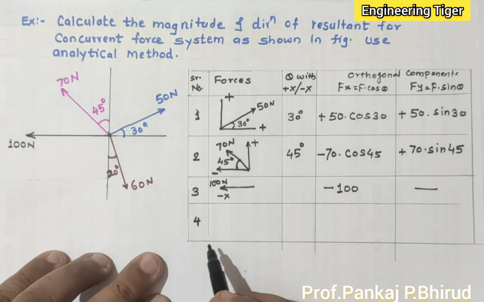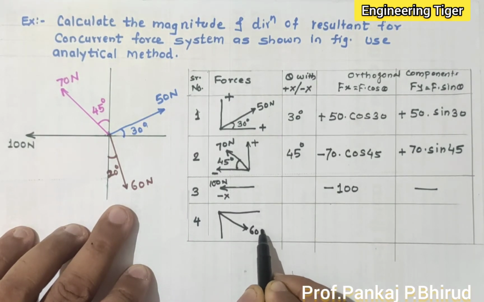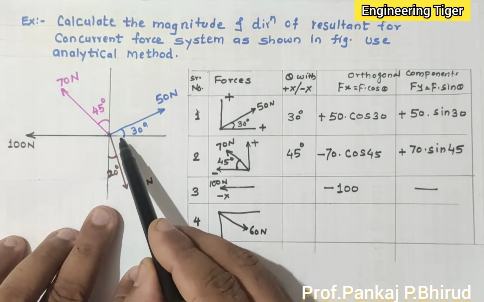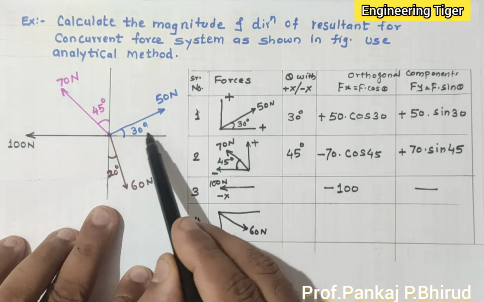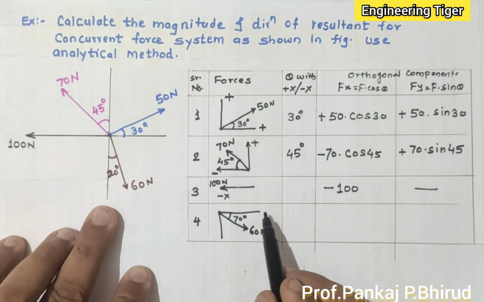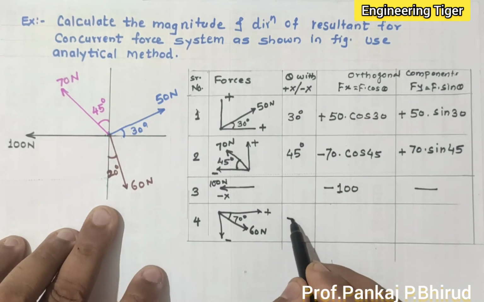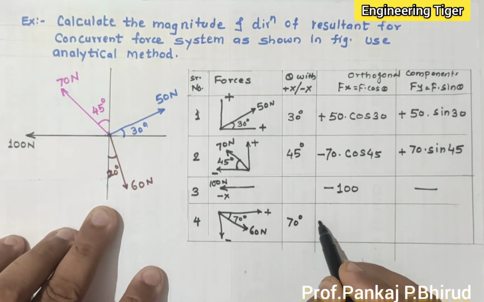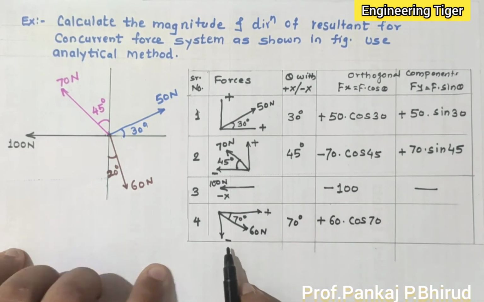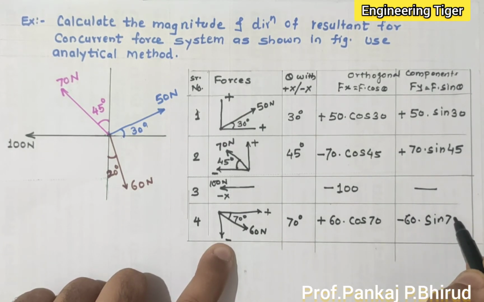Then the fourth one is 60 Newton in the fourth quadrant. It makes 20 degrees with the y-axis. We require the angle with the x-axis. So the remaining angle is 90 minus 20, that is 70. So this angle will be 70 degrees. For the x-axis it is positive, for the y-axis it is negative. So it becomes plus 60 cos 70, and the y component is negative, negative 60 sin 70.